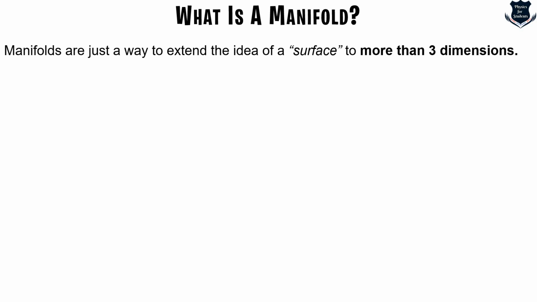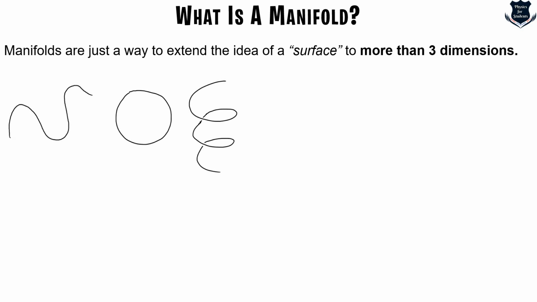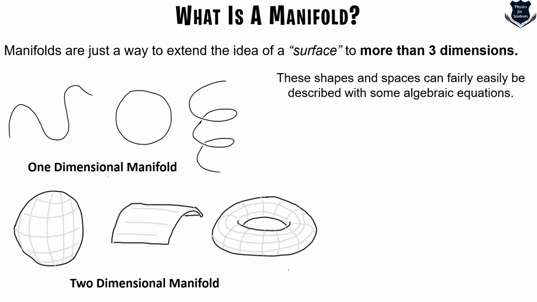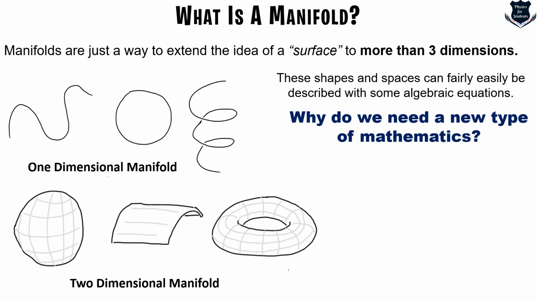So what we can say from here is that manifolds are just ways to extend surfaces to more than three dimensions. Now when I take a line, a circle, a helix or a curvy line, we say these are one dimensional manifolds. When I take something like a sphere or a solid torus, we call it a two dimensional manifold. You might ask: these shapes and spaces are fairly easy and we can use algebraic equations to describe them, so why do we need a new type of mathematics? Because as seen from one and two dimensions, we can use algebraic equations. The answer is this.